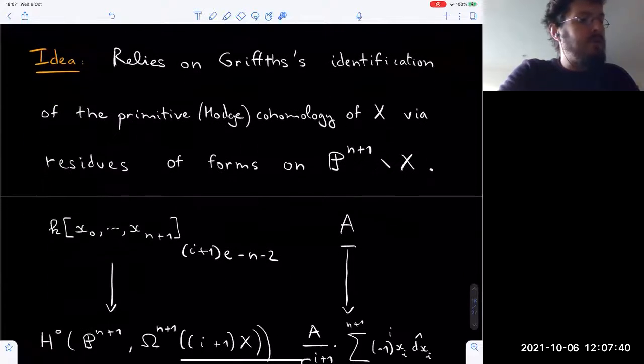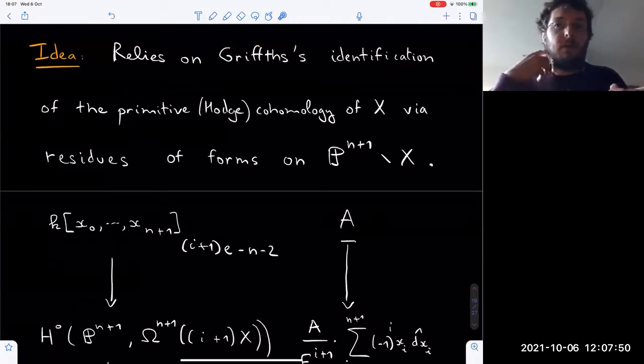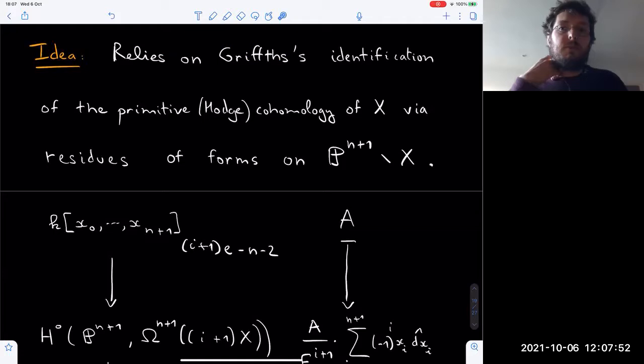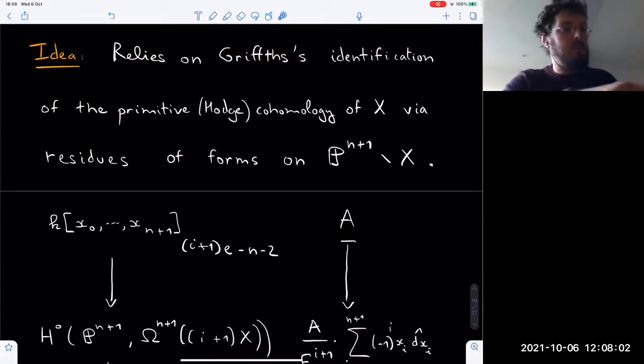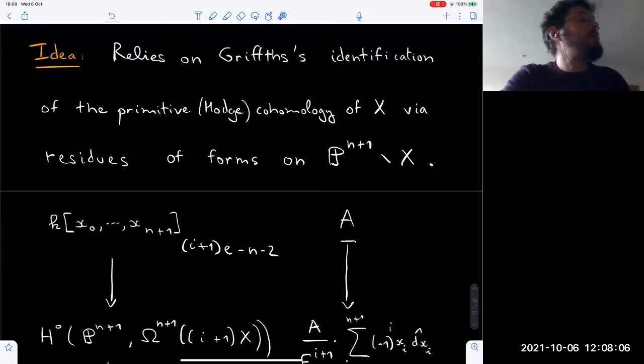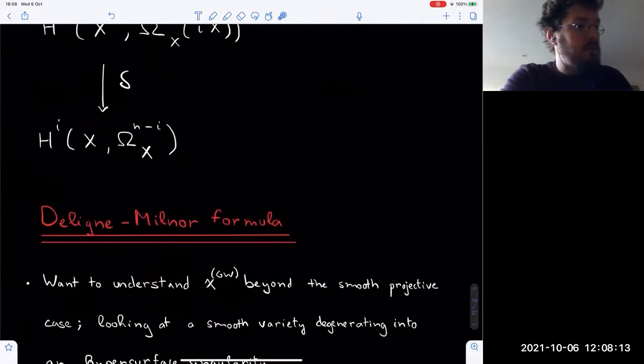And the idea of the proof relies on Griffiths' identification of the primitive cohomology, or the primitive Hodge cohomology of X, in terms of residues of differential forms on the complement. So this is a classical result of Griffiths, which was then somewhat upgraded by Carlson and Griffiths to a result about the cup product, at least in characteristic 0, and then it turns out to work whenever the characteristic is prime to the degree of the hypersurface. And okay, I won't insist on this.